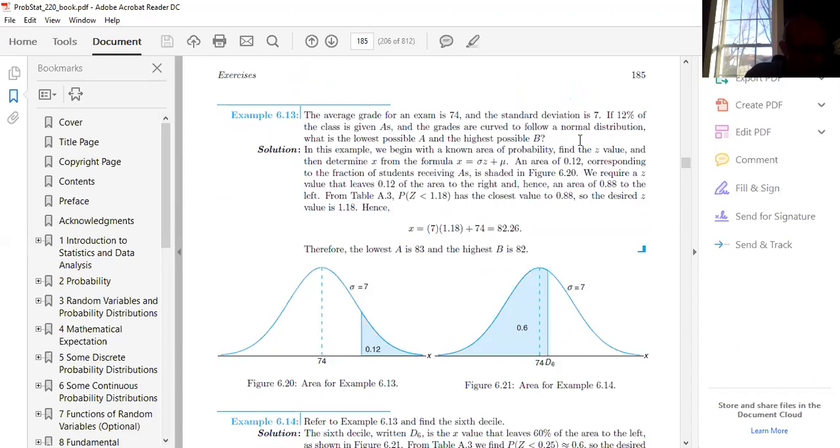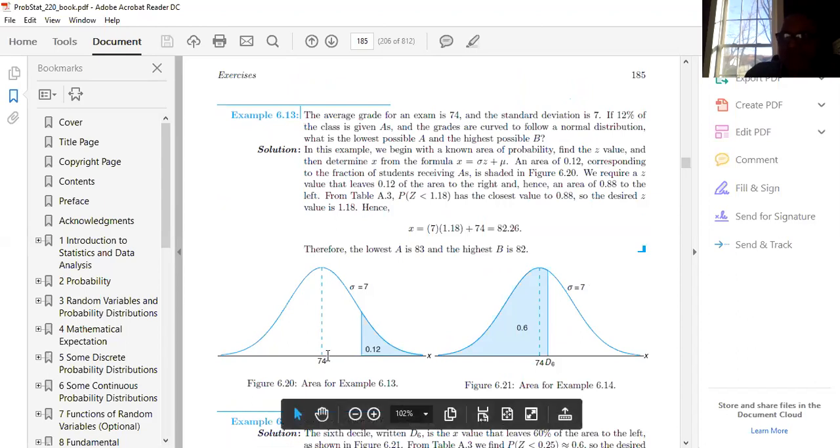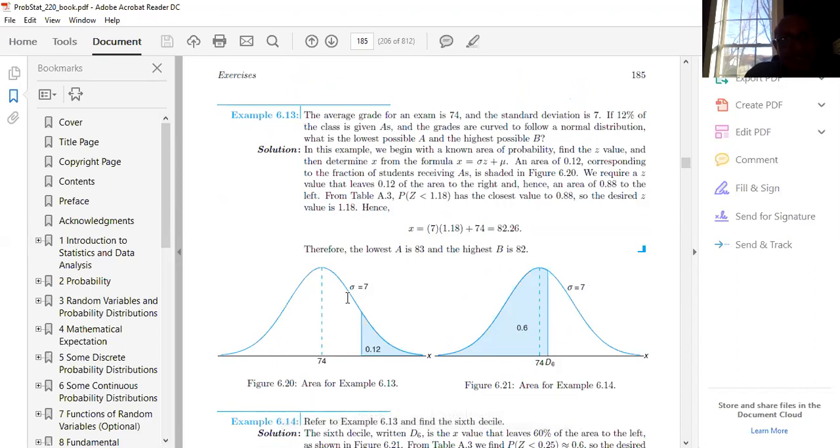Last example, almost, and then we'll start the exercise problems. The average grade for an exam is 74. Look here, average grade, the mean value, and standard deviation sigma equal to 7. If 12% of the class is given, look here, 12% means the area is given to you. Usually we are looking for the area, the probability, but now the area is given.